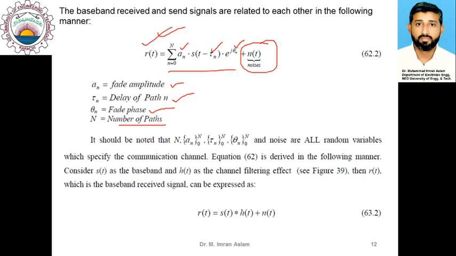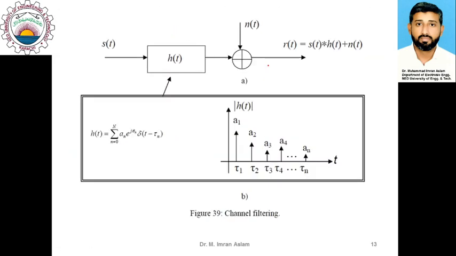You can see that these an, tau n and theta n are all random variables, and as well as noise n(t), this one is also a random variable. These all are random variables because the wireless environment is also changing. So eventually this signal would be random, because there are multiple types of randomness in the received signal.